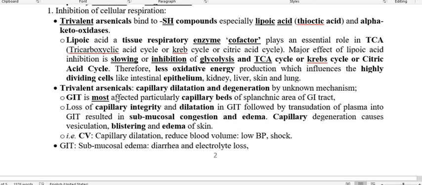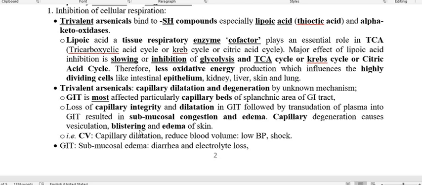This trivalent arsenical is going to produce capillary dilatation. When the capillaries get dilated, particularly the capillaries of the splanchnic area of the gastrointestinal tract, they become fragile, and because of that it produces gastrointestinal tract submucosal congestion, edema, as well as capillary degeneration.